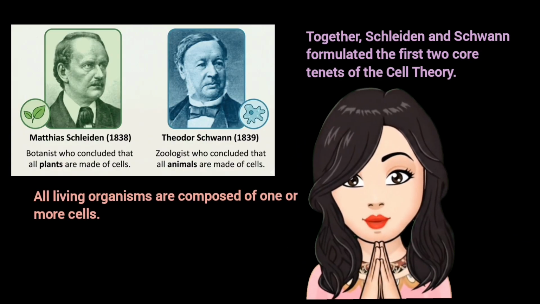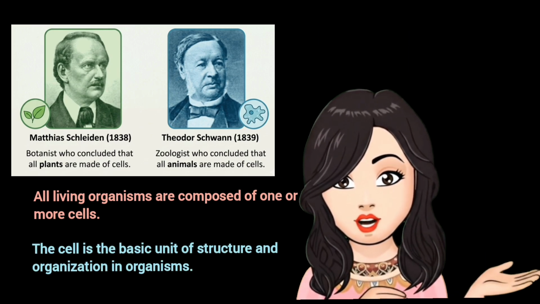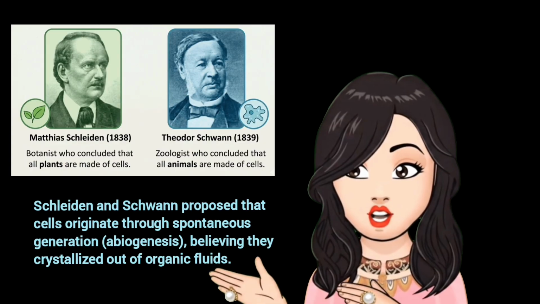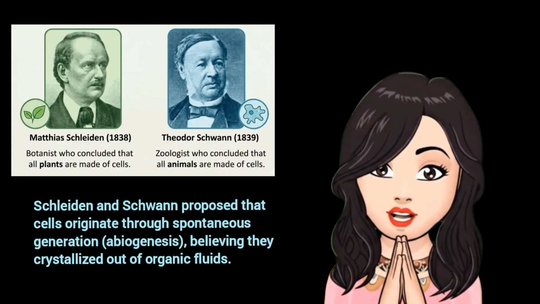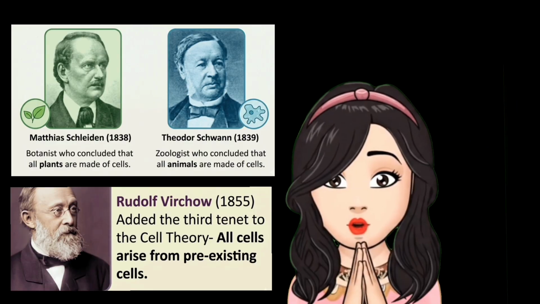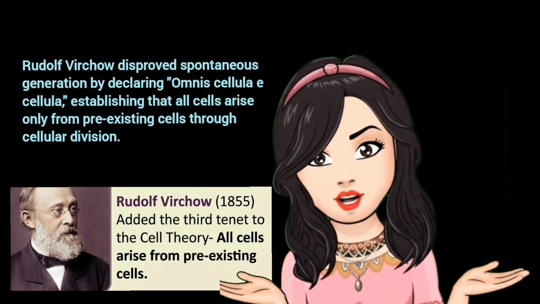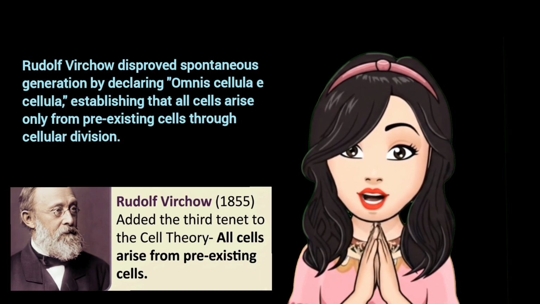Living organisms are composed of one or more cells. The cell is the basic unit of structure and organization in organisms. Schleiden and Schwann proposed that cells originate through spontaneous generation called abiogenesis, believing they crystallized out of organic fluids. Rudolf Virchow disproved this in 1855 by declaring omnis cellula e cellula, which means all cells arise from pre-existing cells through cellular division.